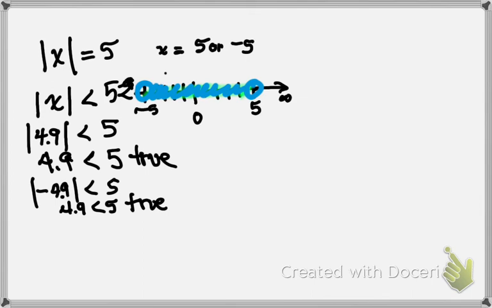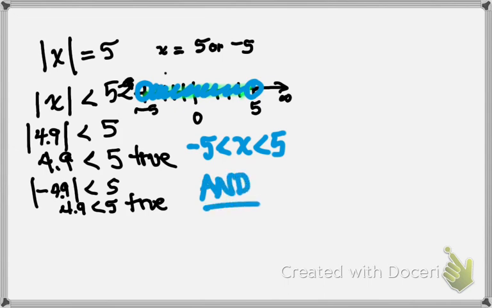And the way we write that is, because it's one unit, I can say it's negative 5 less than x less than 5. And because it's a less than symbol, we can consider this what we call an "and" compound inequality. Those numbers that are going to be true here have to be less than 5 and greater than negative 5. It has to be this blue shaded part.